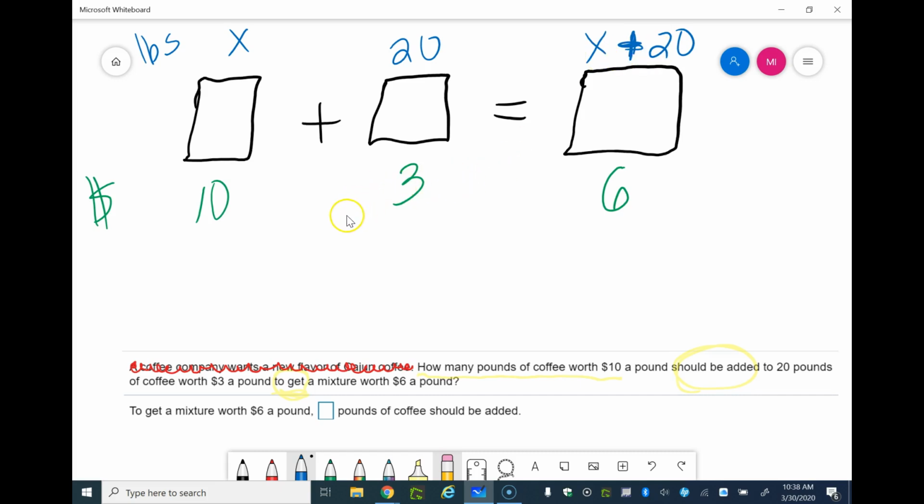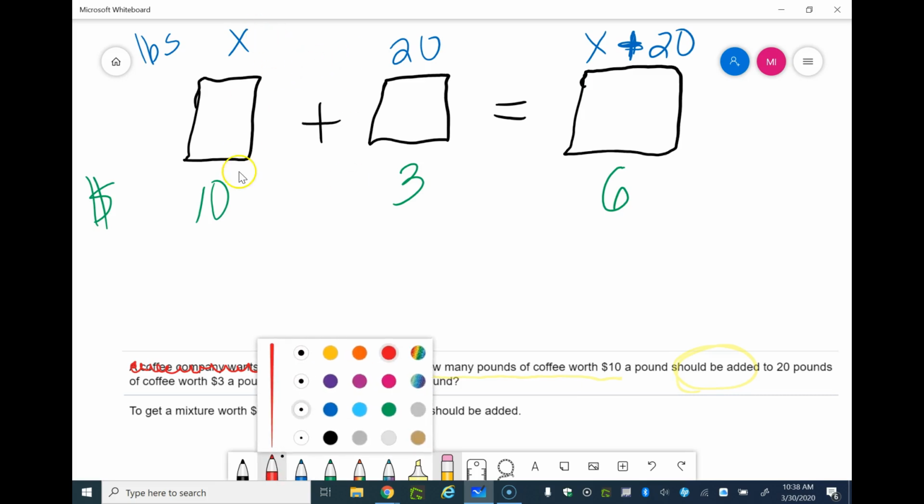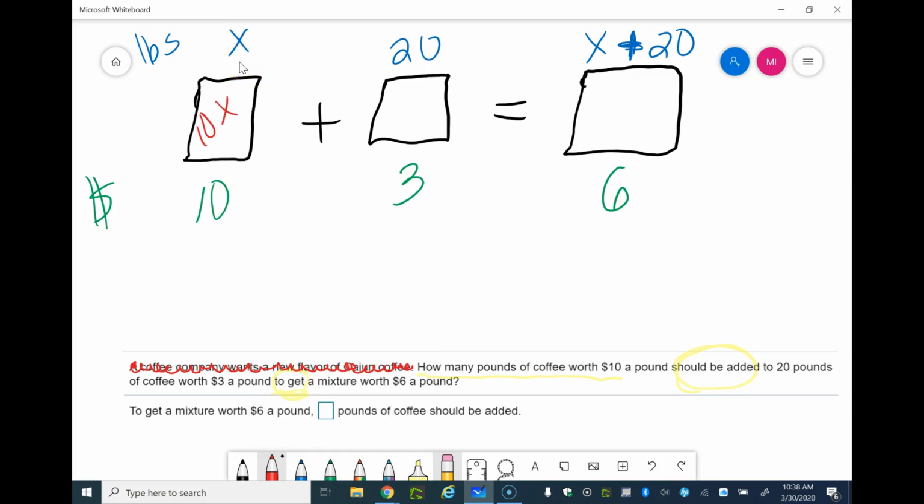Now it's time to develop our equation. All you have to do now is take the top and bottom and just multiply them together. So 10 times X gives us 10X. 3 times 20 gives us 60. And this time we have to distribute. You have to take the 6 to the X, and you also have to take it to the 20. You've got to distribute to both when we're multiplying. So this one's going to be 6X plus 120.